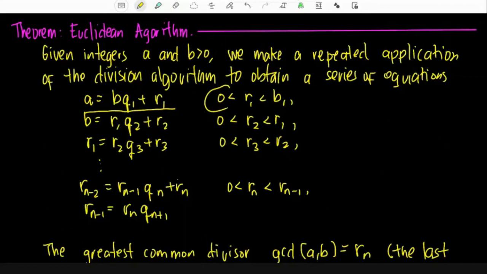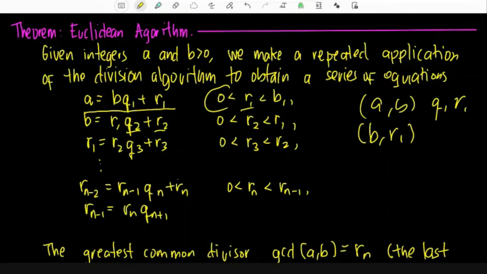So, hanggat hindi 0 yung remainder, tutuloy ka sa susunod. So, ano yung susunod? Instead of A na yung gagamitin mo, tsaka yung B, papalitan mo yung A. Gagawin mong B, tsaka yung R1. Pero this time, yung B na yung magiging dividend, yung R1 yung bagong divisor. Okay? So, kanina sa A, B, yung A yung dividend, yung B yung divisor. So, may makukuha kang Q1 tsaka R1. Pag yung R1 hindi 0, tutuloy mo yung division algorithm. Pero this time, B at R1 naman. So, B yung dividend, R1 yung bagong divisor. So, makakakita ka ng Q2 tsaka R2 satisfying the division algorithm.